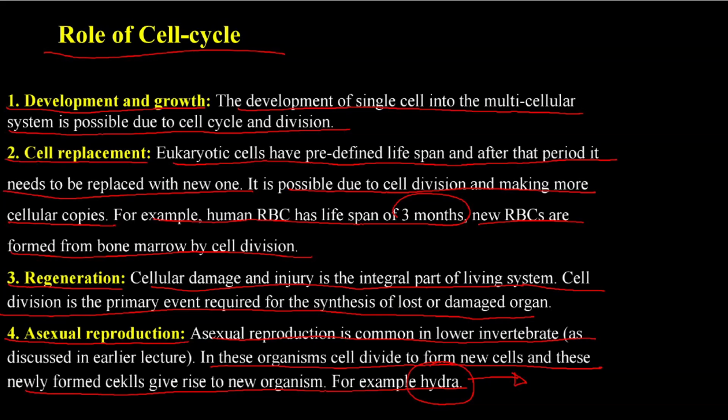What is the role of the cell cycle? It is important for the development of a single cell into a multicellular system, which is possible due to the cell cycle and division. For cell replacement, basically at the time of repair, and for regeneration when some part is damaged, to regenerate that part of an organ, the cell cycle is important. Also asexual reproduction, like binary fission that happens in hydra or other prokaryotic cells.